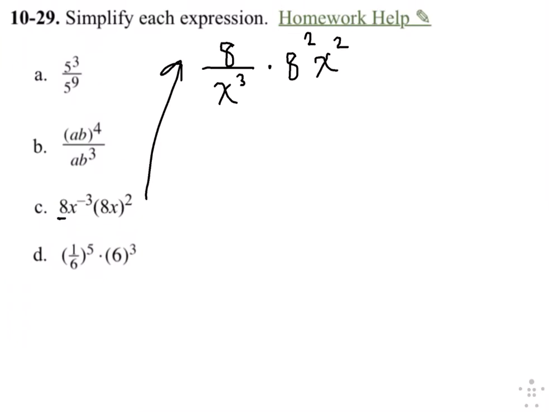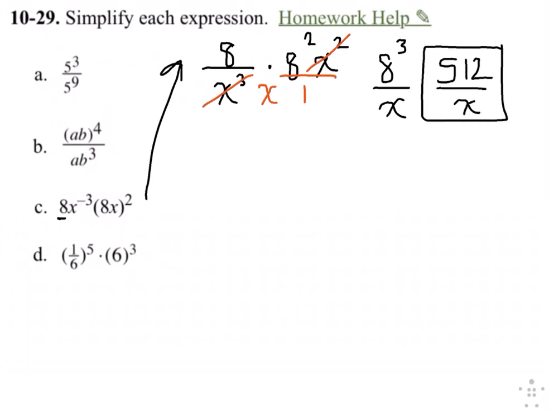And we can cancel. Let's see what we can cancel on x, right? Because this is like over 1. X squared and x to the third. I'm left with an x in the denominator. So this just leaves us with 8 times 8 squared, which is 8 cubed, over x, which is in exponential form, but we can't leave that, right? So we need 8 to the third, which is 512 over x in simplified form.